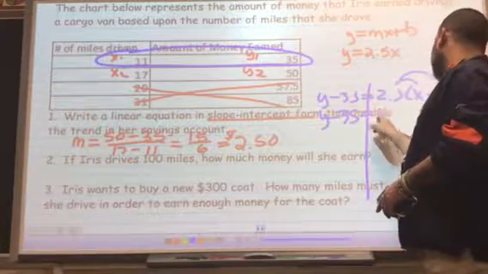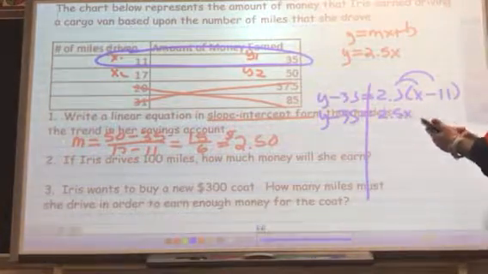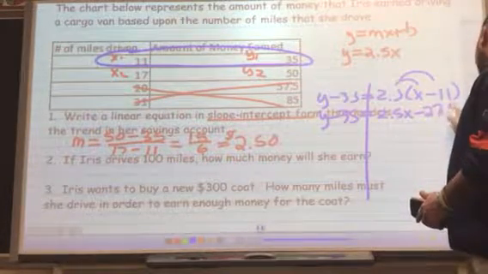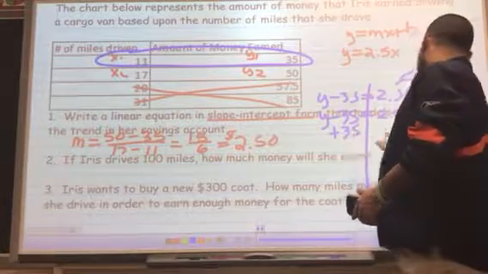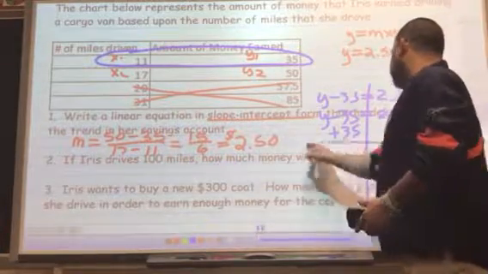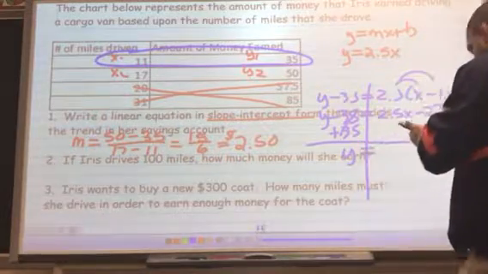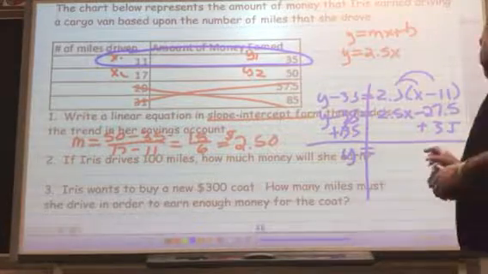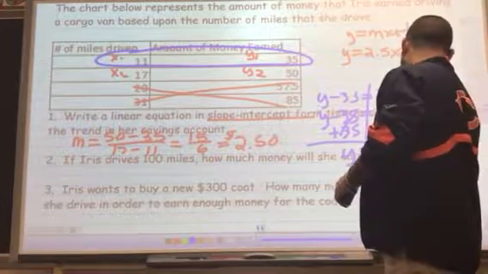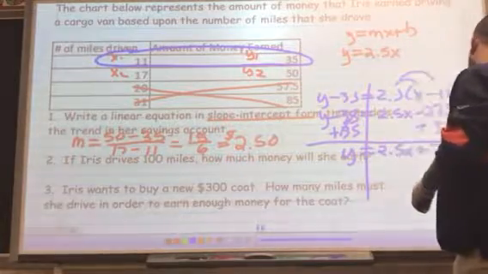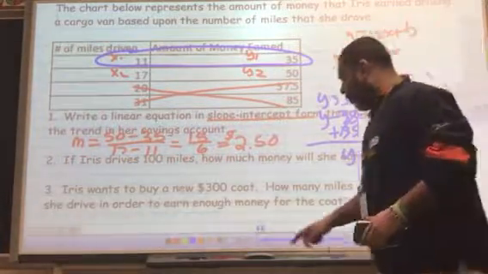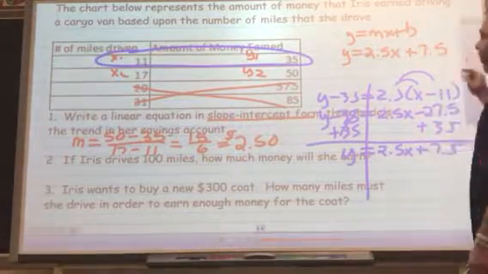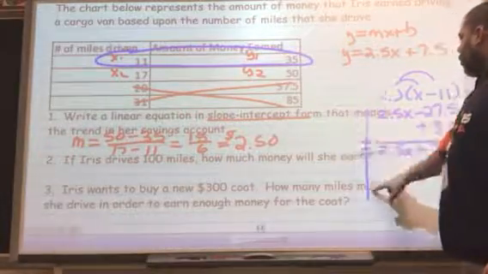y minus 35 equals 2.5x, so 2.5 times 11 is negative 27.5. Add 35 to both sides, and I am going to get 7.5 for that. So my slope-intercept form is y equals 2.5x plus 7.5. All right? And now I need to answer my other questions.